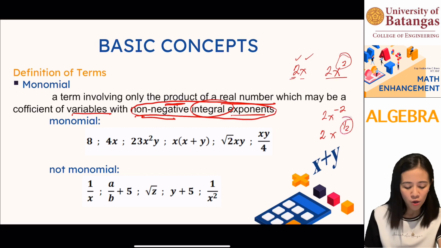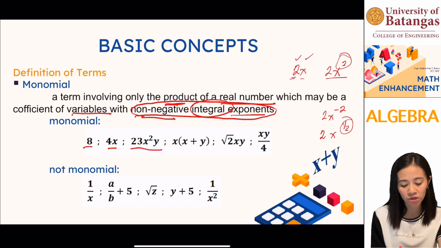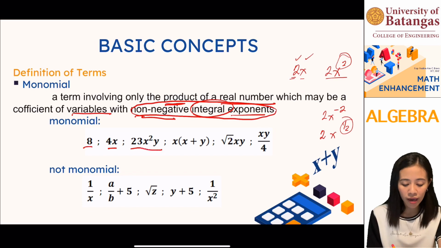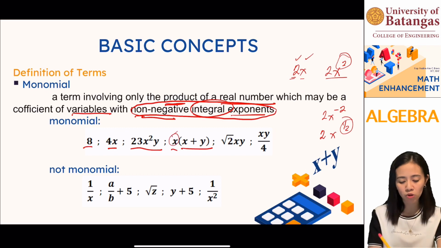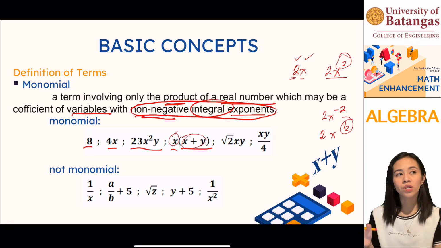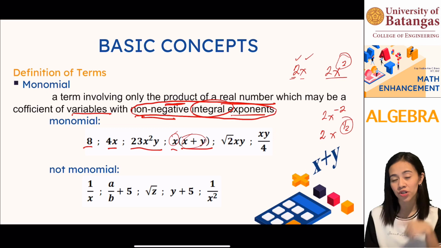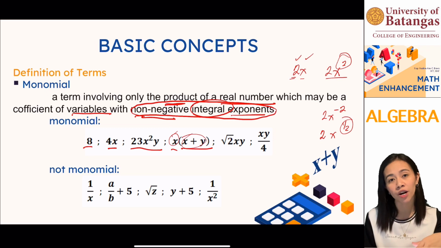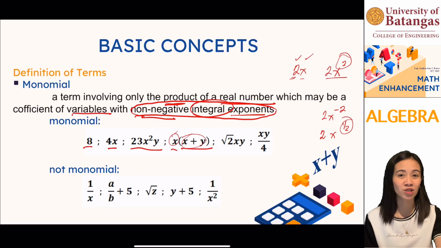Okay. So, 8 and 4x, these are monomials. 23x squared y is considered a monomial kahit pa dalawa yung klase ng variables niya. Okay lang yon. x multiplied by (x plus y) is also considered a monomial. You have two factors here: x, which is multiplied to (x plus y). Since the outer operation is multiplication, ibig sabihin, this is considered just one term. So, kung one term siya, ibig sabihin, monomial siya. Pero checking with the exponents of the variables, since positive 1 naman lahat, then check. Monomial nga yung x times (x plus y) natin.